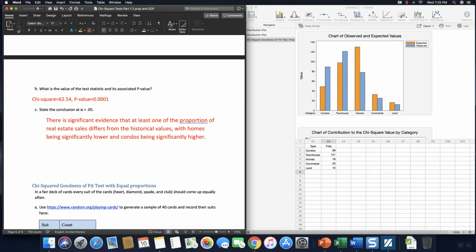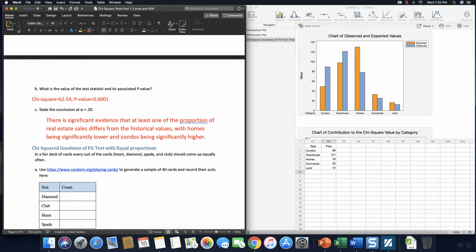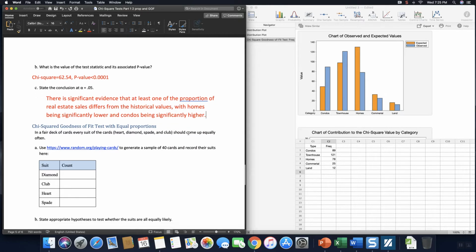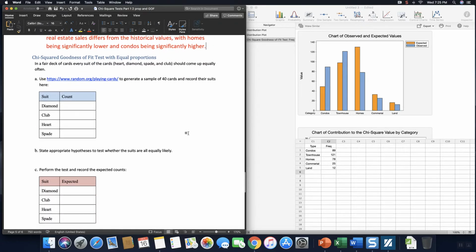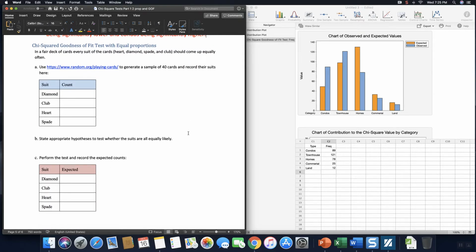If you want more detail about how much higher and how big is that difference, you really should use a two proportion test on just those categories. So what I would do is I would take the historical amount for condos and the current amount for condos and do a test comparing those two. So that's one way to get around it. So now we're going to have a little bit of fun, hopefully.